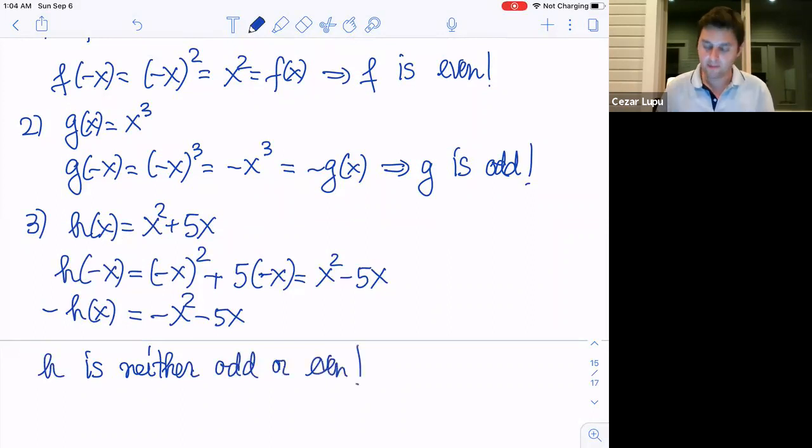And that's it. So if a function is even, it's not odd, and vice versa, but that doesn't imply that all functions have to be even or odd. There are functions, as you can see here, that are neither of these two.